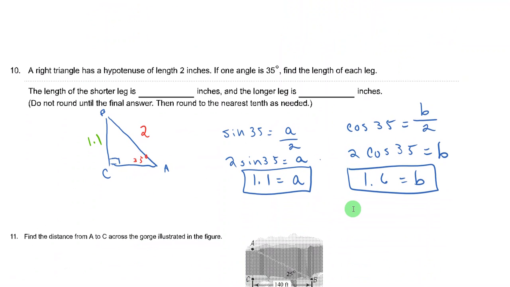All right, a right triangle has a hypotenuse of length 2. They didn't give you a picture, so we've got a length 2. If one angle is 35, find the length of each leg. Okay, so we don't know this. But sine of 35 is this side over 2. Sine 35 equals A over 2. Multiply by 2, and you get that. Cosine of 35 is B over 2. So you do the same things. You just had to draw the picture.